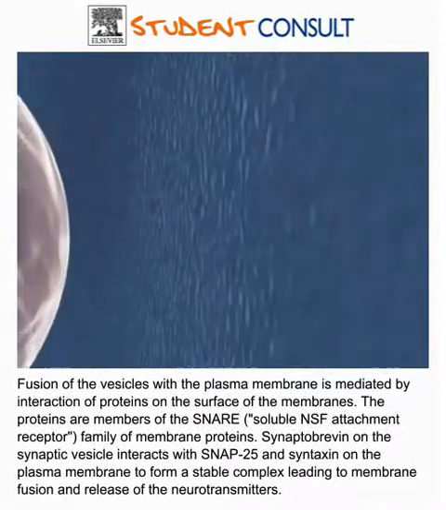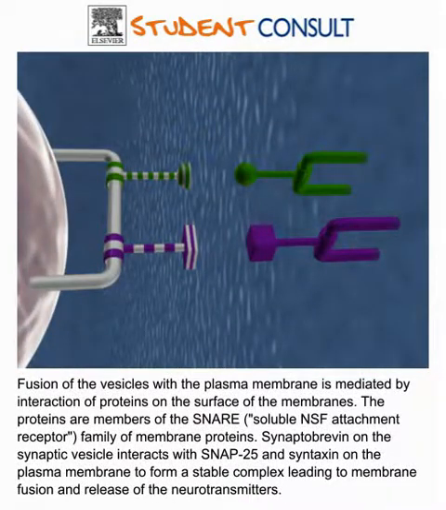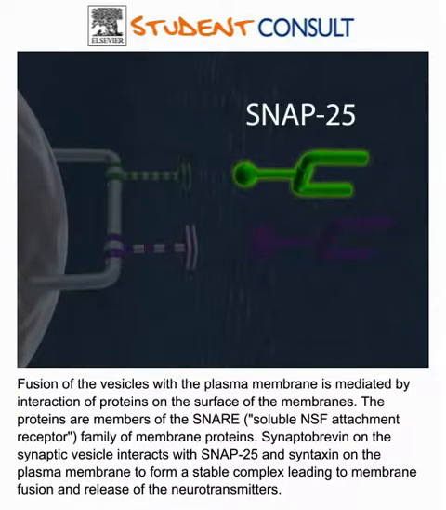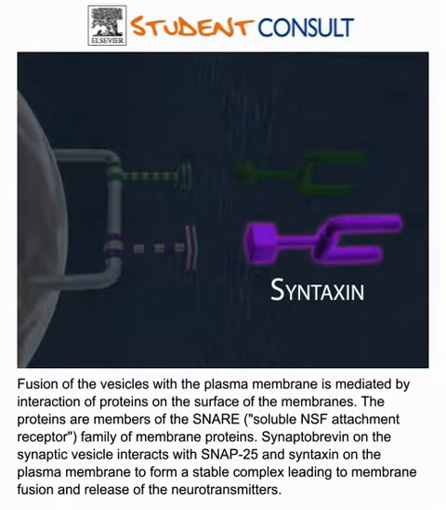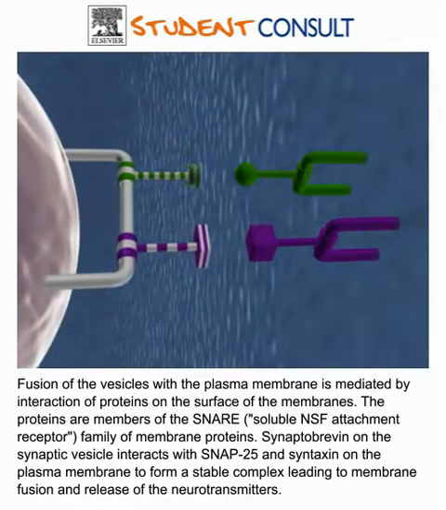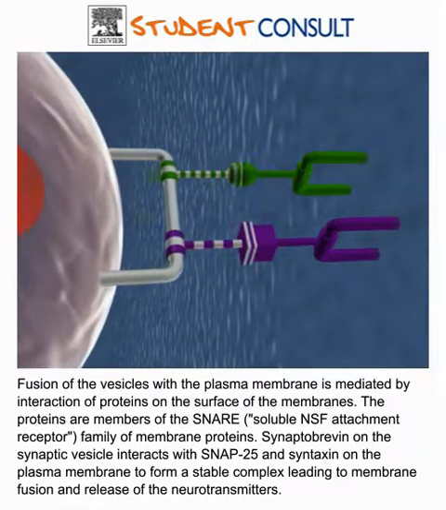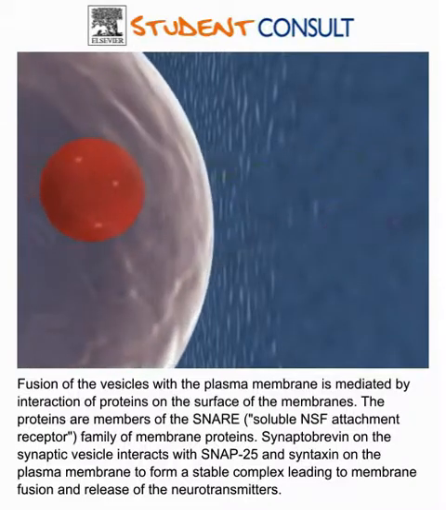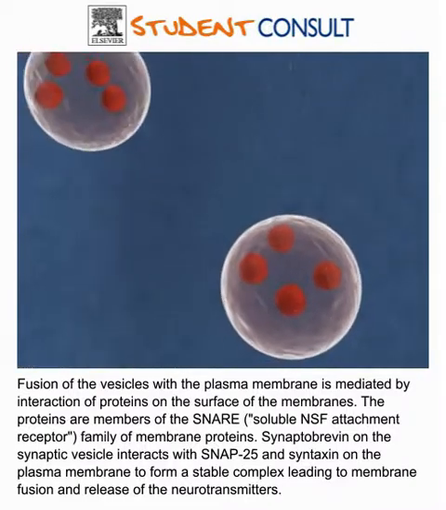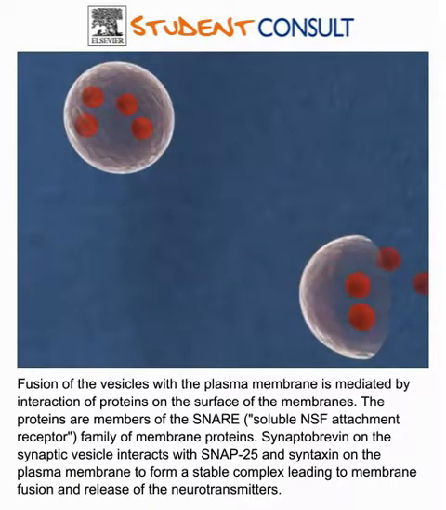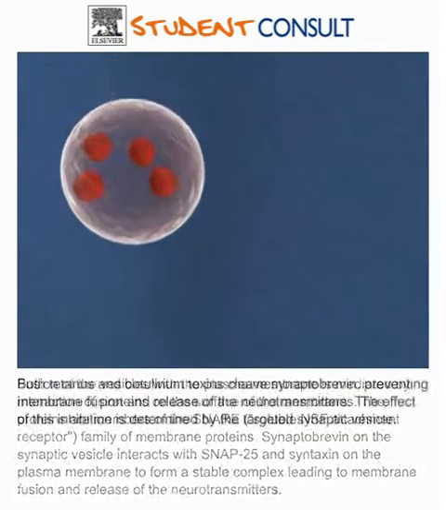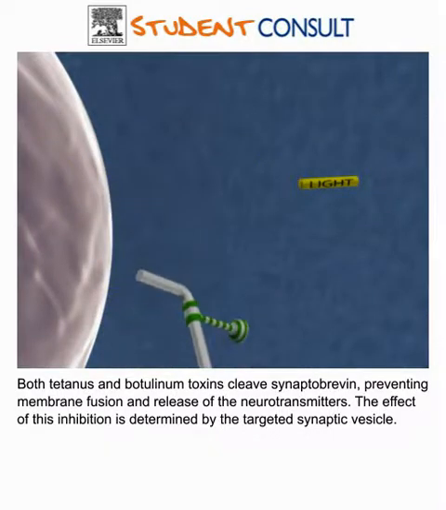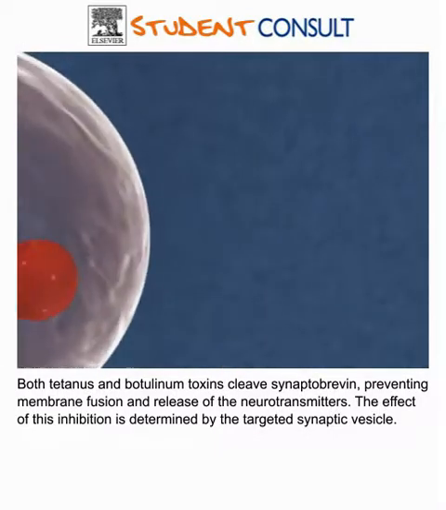Fusion of the vesicles with the plasma membrane is mediated by interaction of proteins on the surface of the membranes. The proteins are members of the SNARE family of membrane proteins. Synaptobrevin on the synaptic vesicle interacts with SNAP25 and syntaxin on the plasma membrane to form a stable complex, leading to membrane fusion and release of the neurotransmitters. Both tetanus and botulinum toxins cleave synaptobrevin, preventing membrane fusion and release of the neurotransmitters.